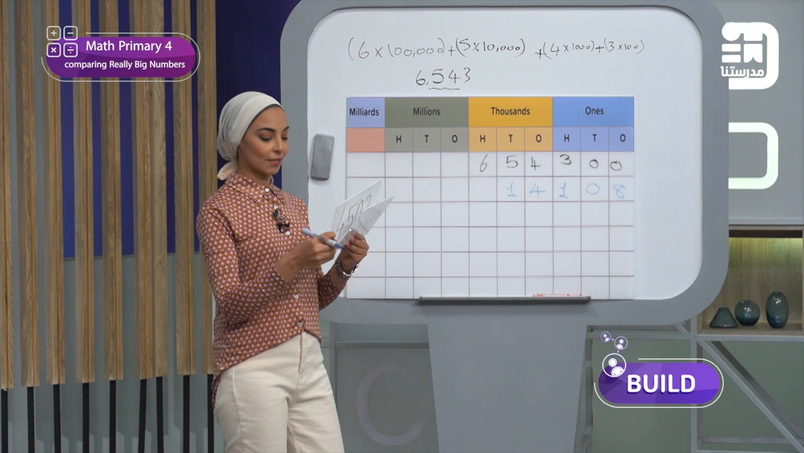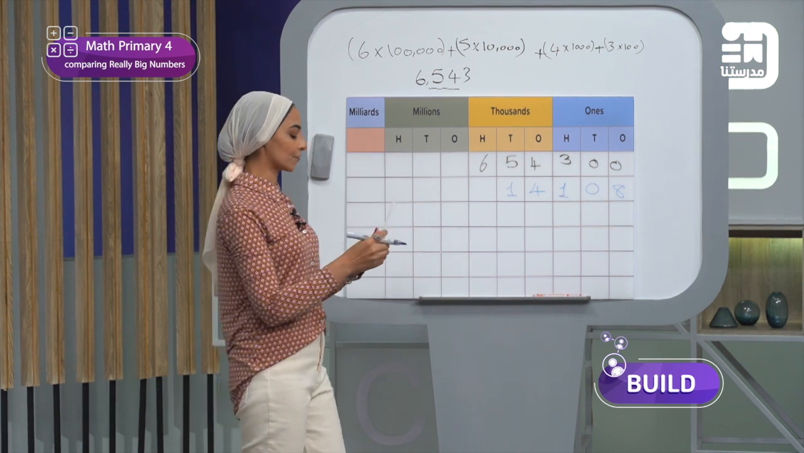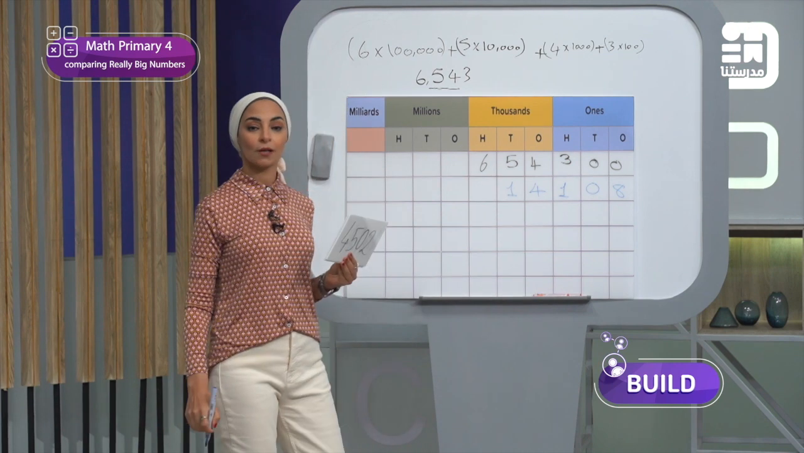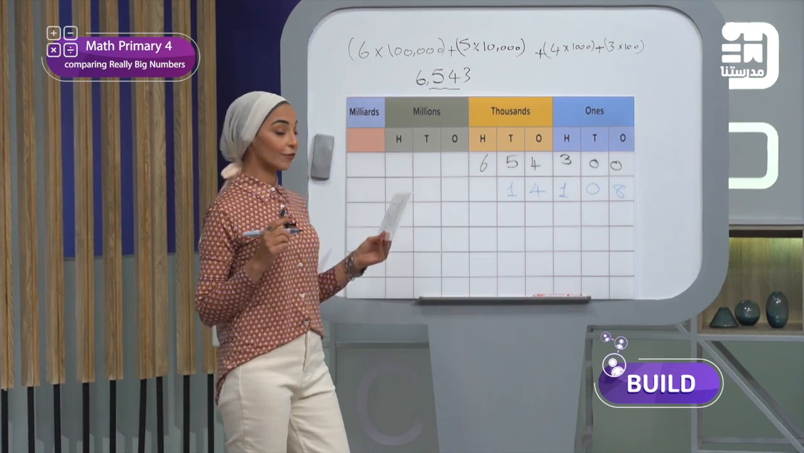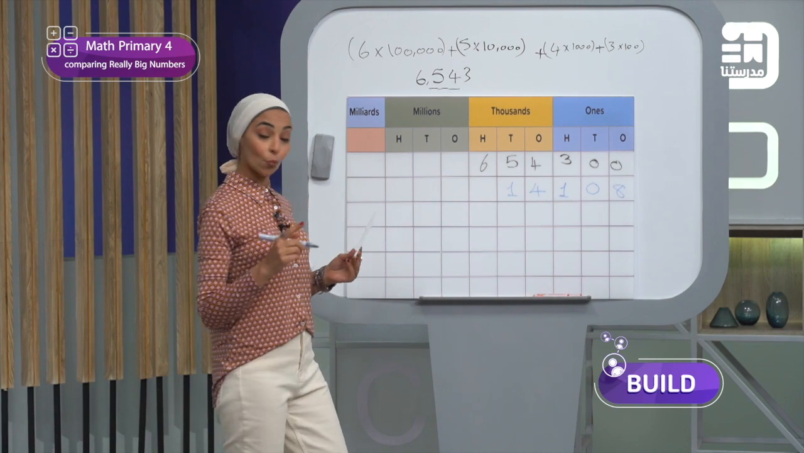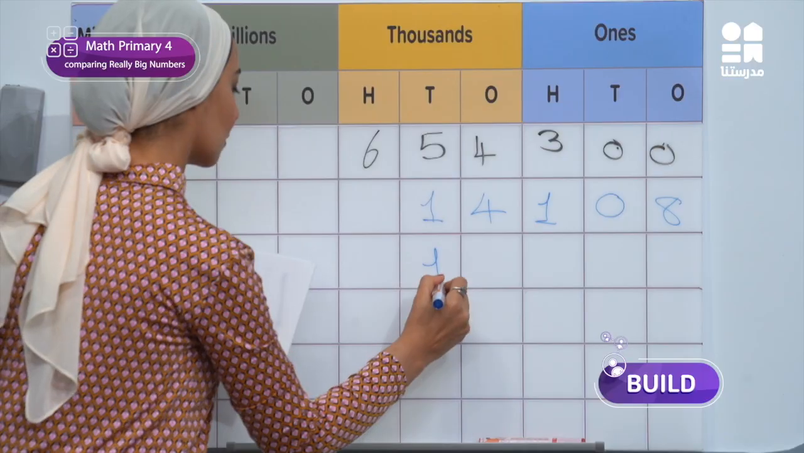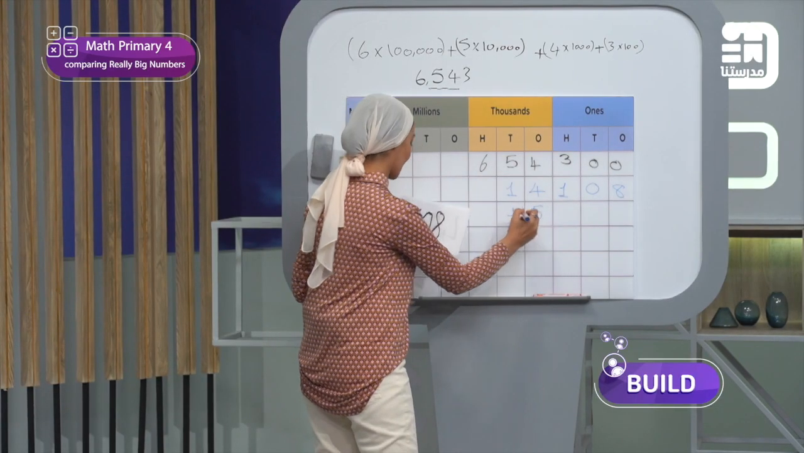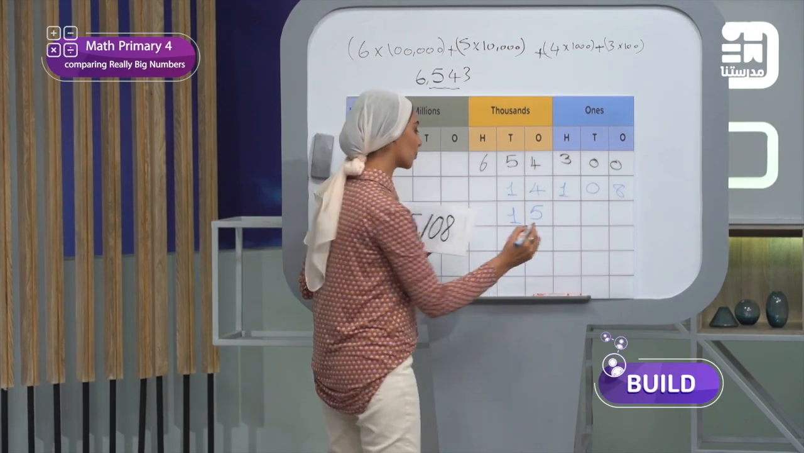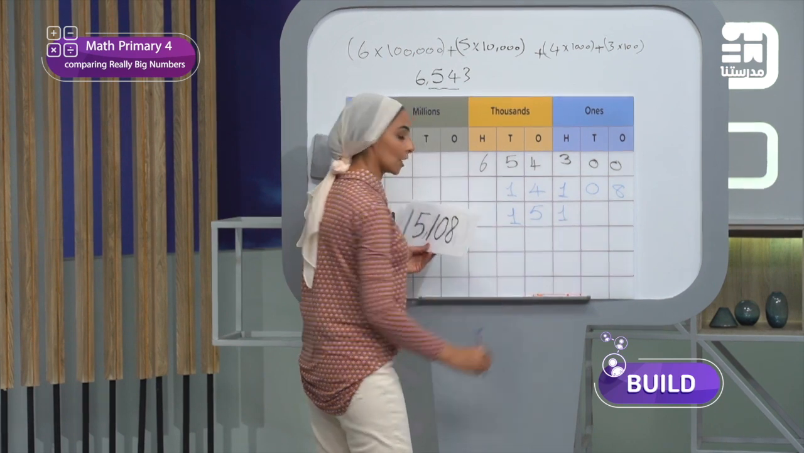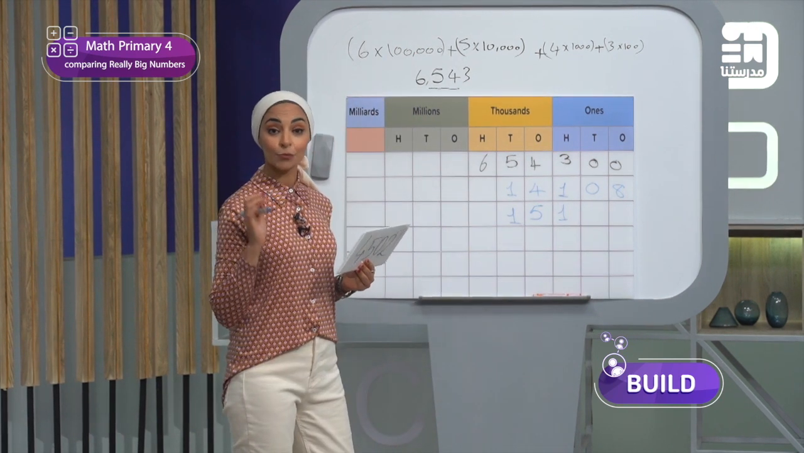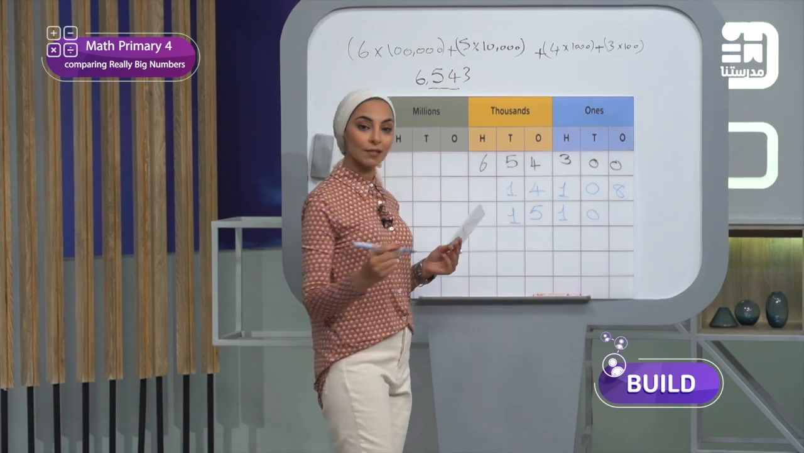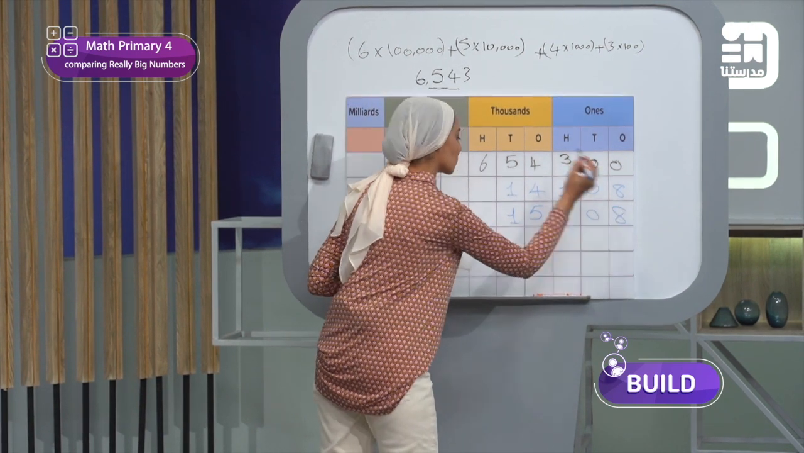Let's see the second number, which was 15,108. Let's put it in the chart. Now, I have 15,000, so I'll put the 1 right in the 10,000 place. I'll put the 5 in the 1,000th place. 100, I'll put the 1 in the 100th place. Shall I put the 0? Yes, I must put it in its place. Then what about 8? The 8 is in the ones place as you see here.